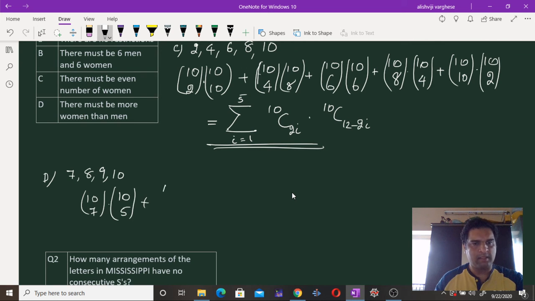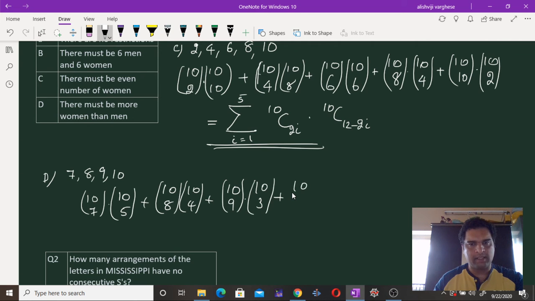plus 10C8 into 10C4. That is how we choose 4 men into the committee. And 10C9, we choose 9 women, then 10C3, the remaining 4 men. Then 10C10, all women are included in the committee.